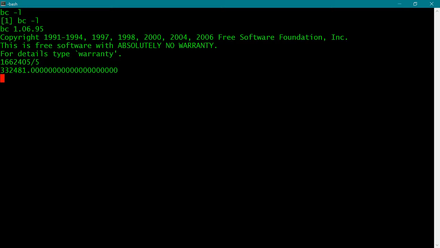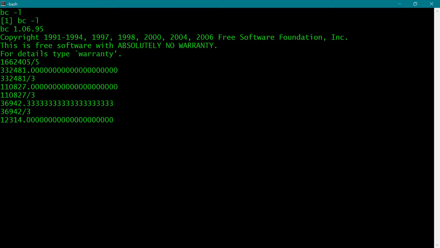And if you add up the digits, that's a multiple of 3. So that's going to be divisible by 3. And if you add up these digits, that's going to be divisible by 3. And if you add up these digits, that's going to be divisible by 3. And that does not work. So it's 5 times 3 cubed times 12314.